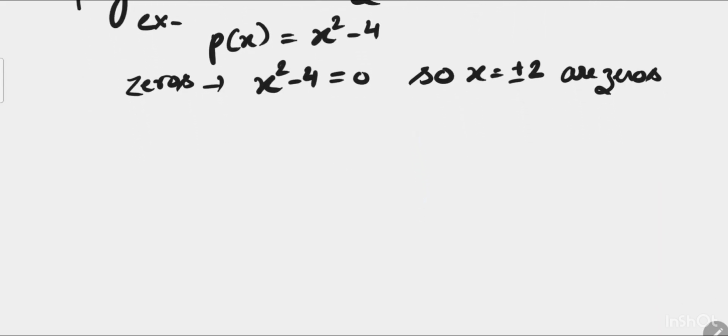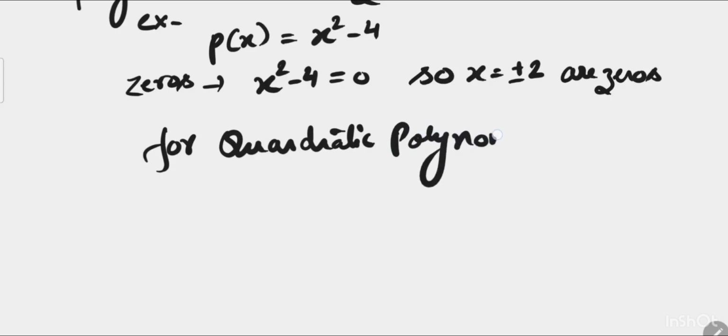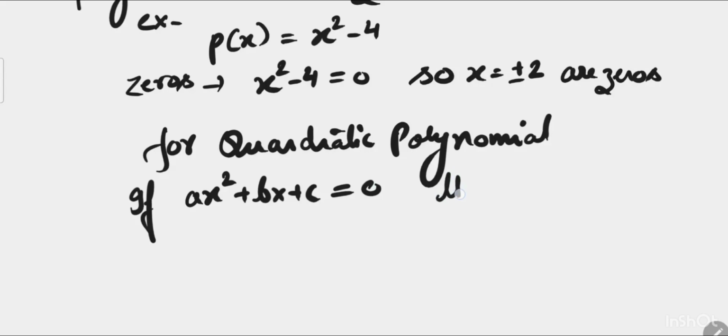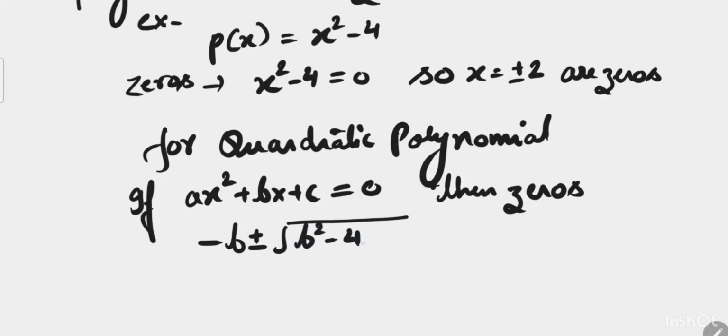And for a quadratic polynomial, if we have ax square plus bx plus c equals 0, this is the general form, then what will be the zeros? For any quadratic polynomial, its zeros will be minus b plus minus under root b square minus 4ac, by 2a.